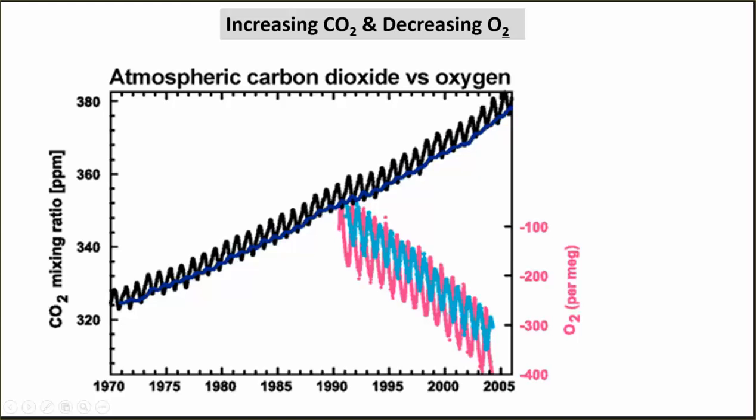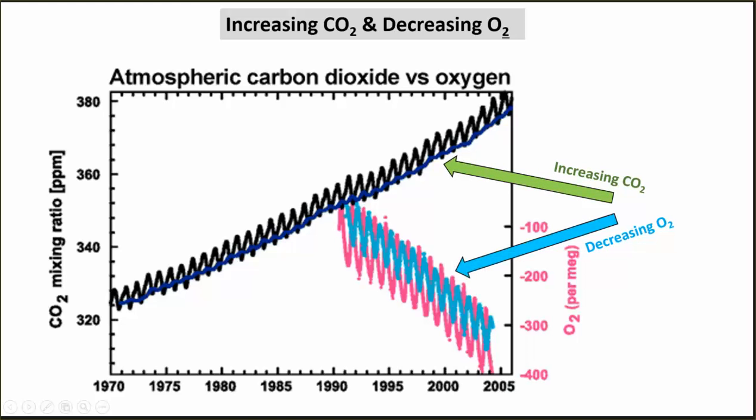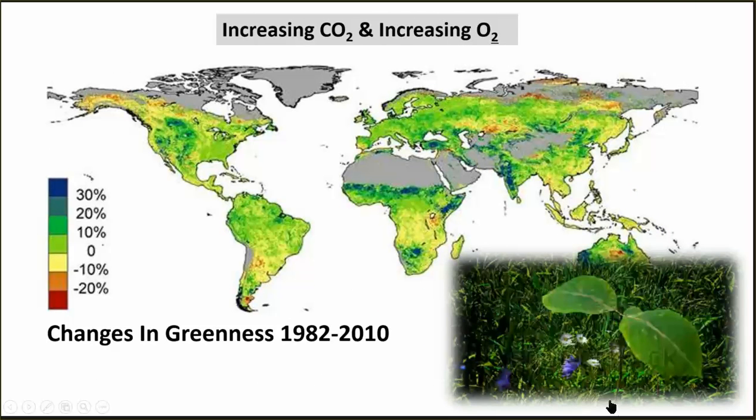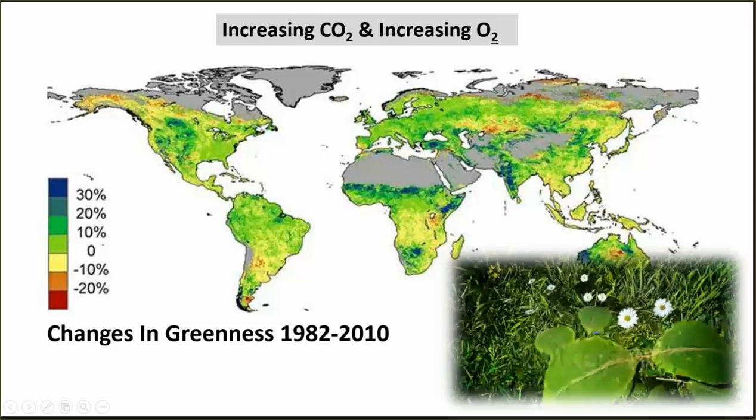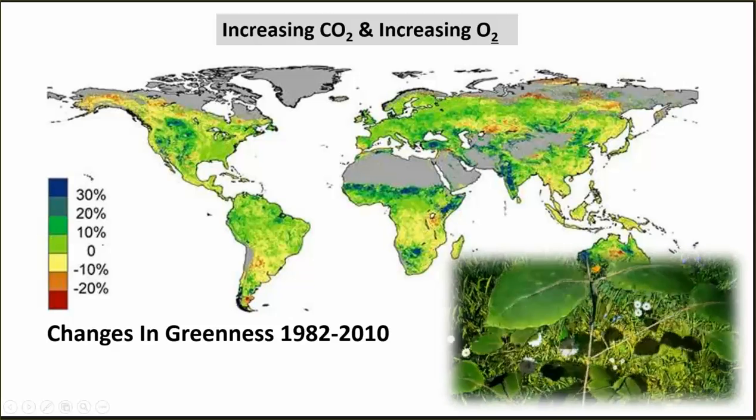Observations show that fossil fuel burning increases CO2 in the atmosphere and removes oxygen. As a consequence, oxygen levels have been decreasing steadily over the past 20 years. So we use up oxygen to produce an increase in CO2. Now, let's examine the question of increasing oxygen as a result of rising CO2.